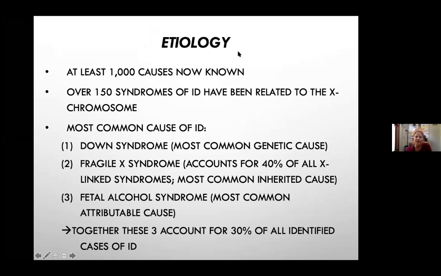So when we look at genetics as a whole, from the 30,000 foot view, we know of at least 1,000 causes. And so lots and lots of syndromes, lots of information in this area, but still lots more to learn. So the most common causes: Down syndrome, the most common genetic cause. Fragile X syndrome accounts for 40% of X-linked and is the most common inherited cause. And then fetal alcohol, most common attributable cause. So together, if you add those three syndromes together, it accounts for about 30%.